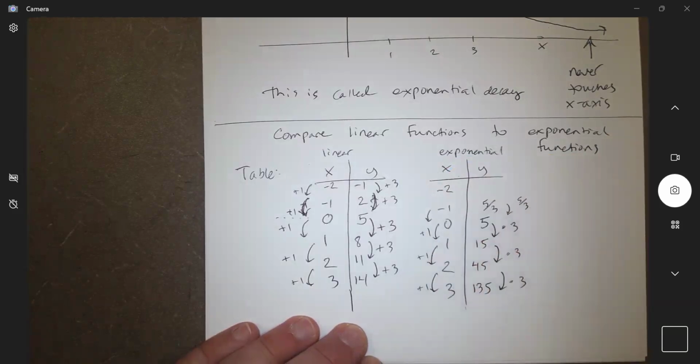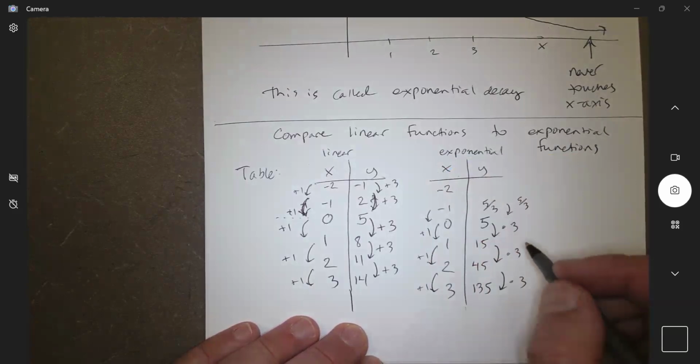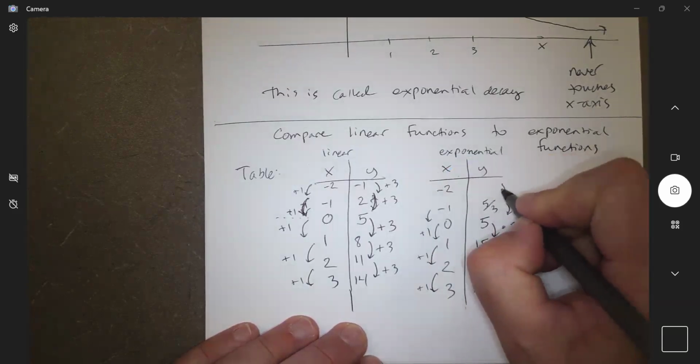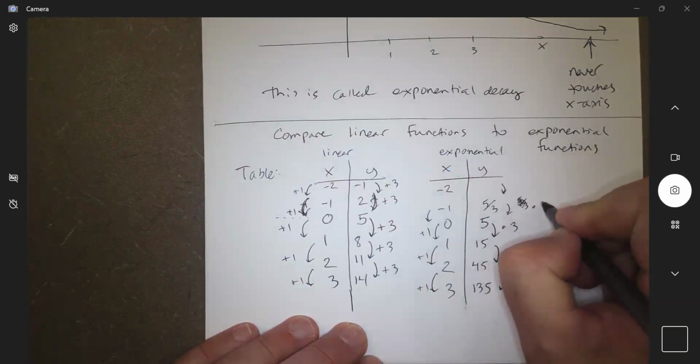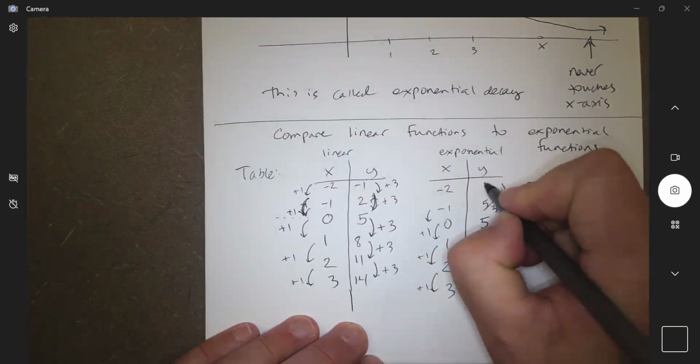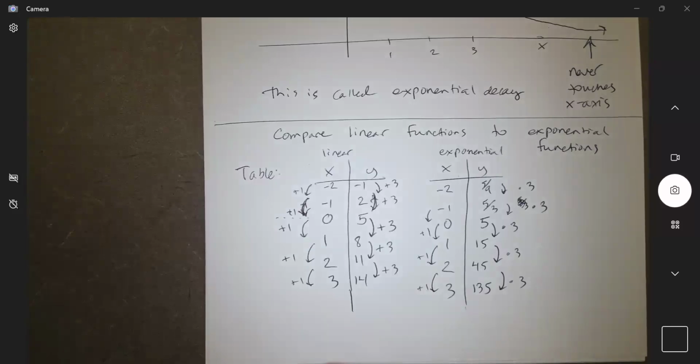And if we think about negative x values, we're going to get 5/3. And here, oh, sorry, that's still multiplied by 3. Still multiplied by 3, 5/9.